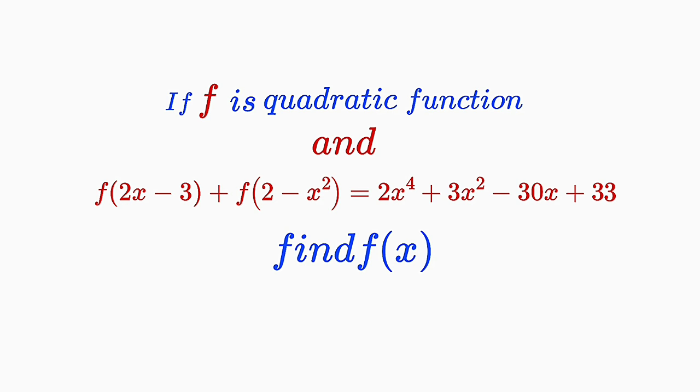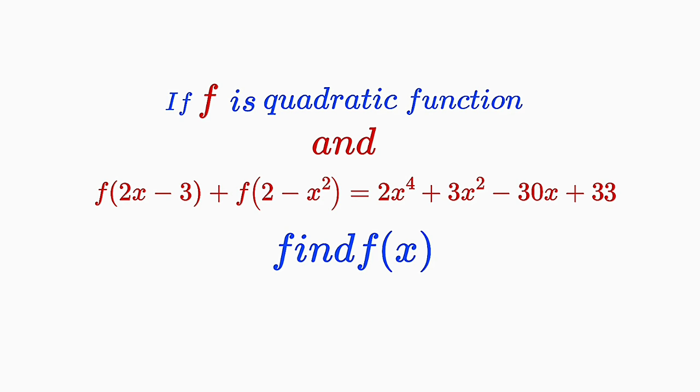Let's get started. We are given a function f which is a quadratic function, and f of 2x minus 3 plus f of 2 minus x squared is equal to 2x to the power of 4 plus 3x squared minus 30x plus 33. We are looking for that particular quadratic function.